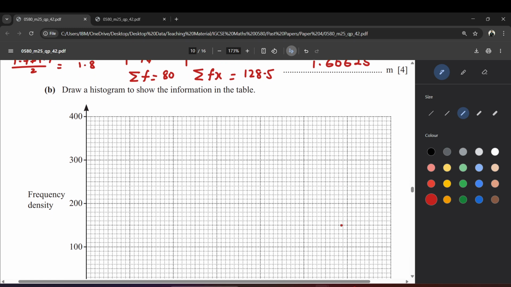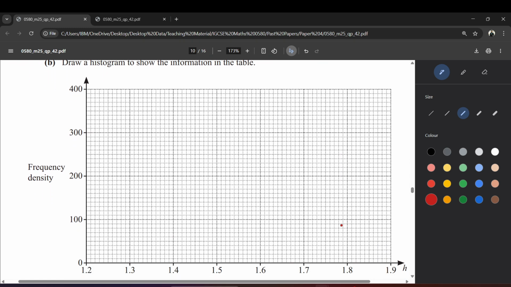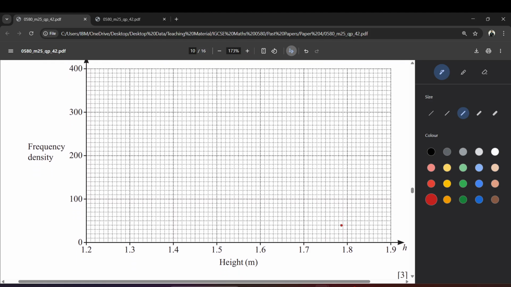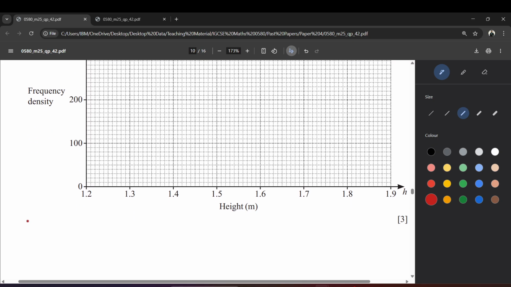All right. Now part B is draw a histogram to show the information in the table. So for the histogram, the x-axis is height, the y-axis is frequency density. So we need to first find out the values of frequency density. So frequency density has a formula: frequency divided by class width. So that is F over CW.